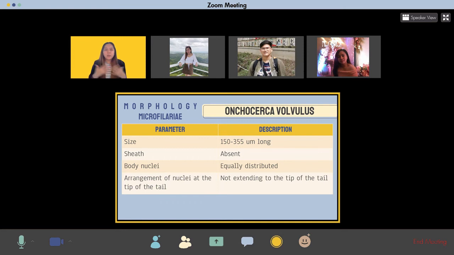The body nuclei pertain to the nuclei distributed throughout the body, and the body nuclei of the Onchocerca volvulus microfilaria are equally distributed. However, they do not extend up to the tip of the tail. So again, the size is 150 to 355 micrometers in length, the sheath is absent, the body nuclei are equally distributed, and the nuclei do not extend up to the tip of the tail.